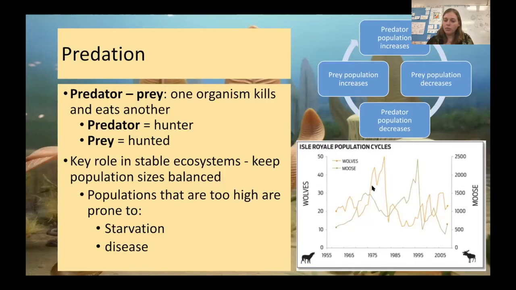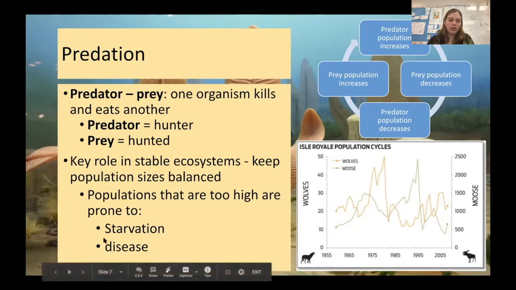So notice that the wolf population increases shortly after the moose. Keep in mind, it takes time for these wolves to reproduce, so there's going to be a delay in the increase in the wolves from the increase in the moose. Once the wolf population gets really high, there's more wolves hunting these moose, and so the moose tend to go back down. At this point, there's not enough moose to support this high wolf population, and so the wolf population will crash. And we get this cycle: increase in the prey with an increase in the predator shortly after, decrease in the prey, and then a decrease in the predator shortly after.